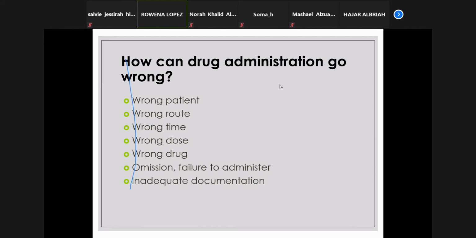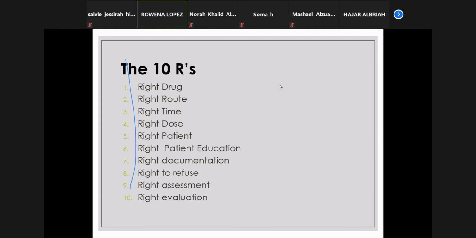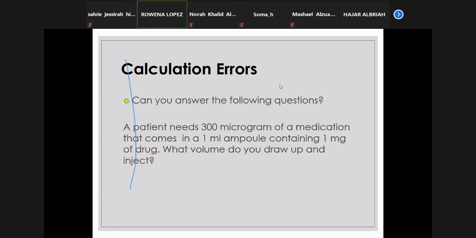Wrong patient, wrong route, wrong time, wrong dose, wrong drug, and omission, failure to administer, and inadequate documentation. Okay. So we have here the 10 rights. We have also added right patient education, right documentation, patient has the right to refuse, right assessment, right evaluation. Okay. So, calculation errors.